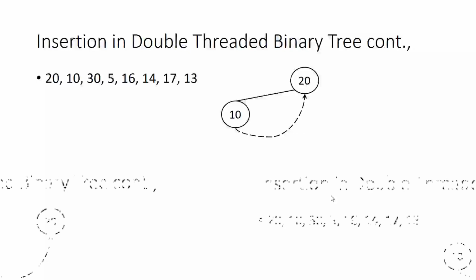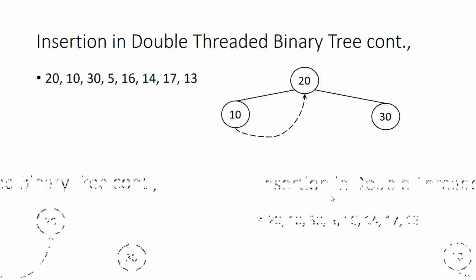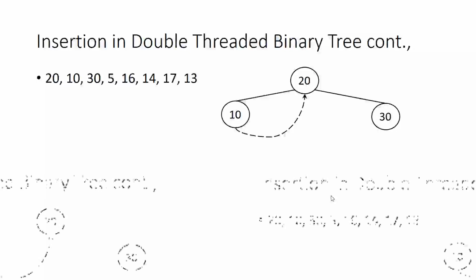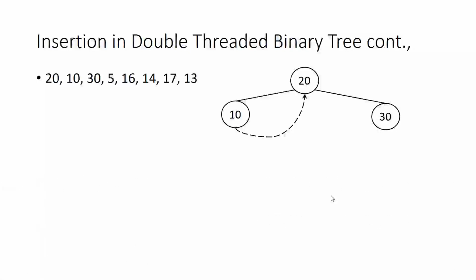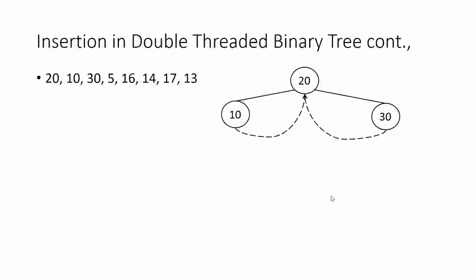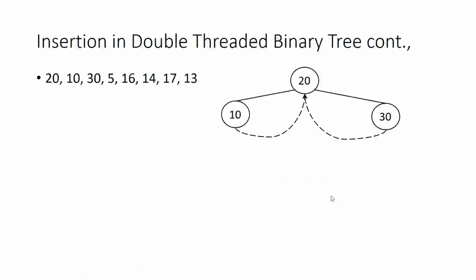Then 30, because it is greater than 20, will be inserted on the right side of 20, that is, as the right child of 20. Now 20 comes before 30, so the left thread of 30 should be connected to 20, and 30 is the rightmost node in the tree structure, so it will not have any right thread.